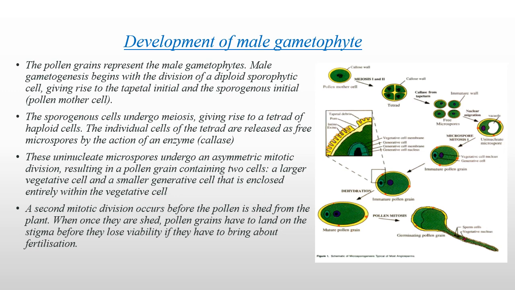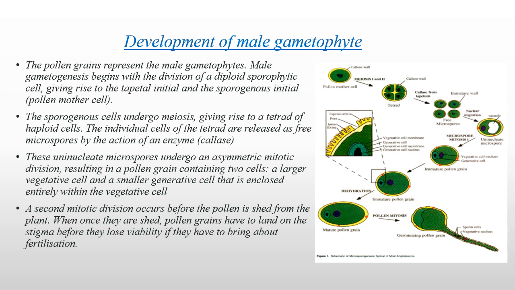Development of male gametophyte. The pollen grains represent the male gametophytes. Male gametogenesis begins with the division of a diploid sporophytic cell, giving rise to the tapetal initial and the sporogenous initial, that is the pollen mother cell. The sporogenous cells undergo meiosis, giving rise to a tetrad of haploid cells. The individual cells of the tetrad are released as free microspores by the action of the enzyme callase.